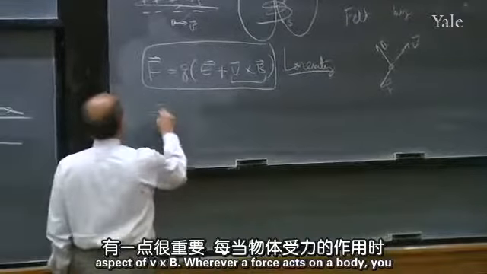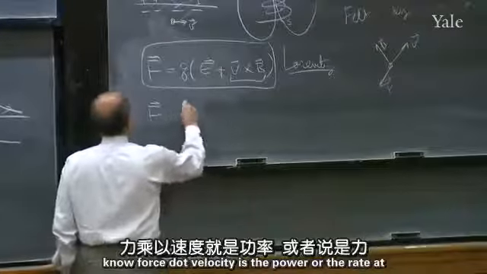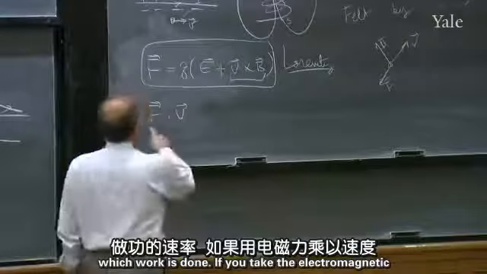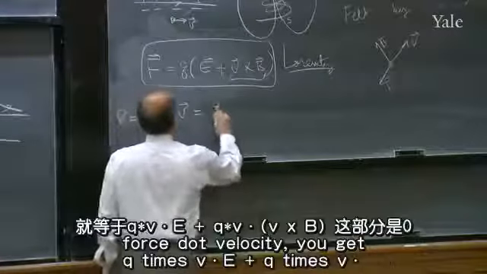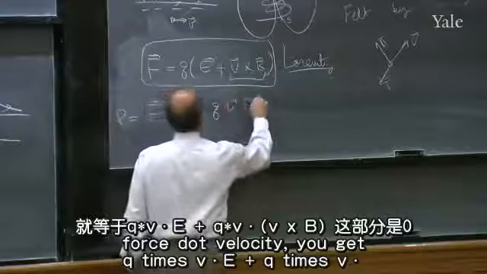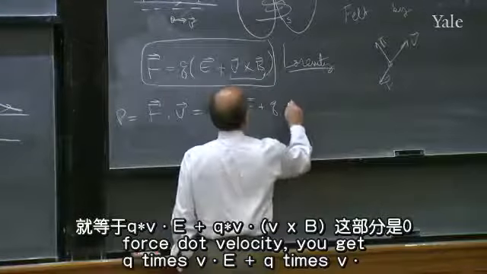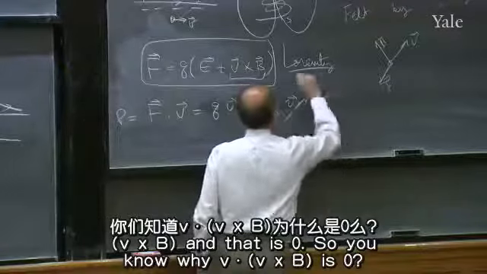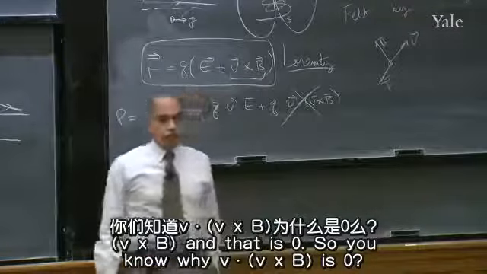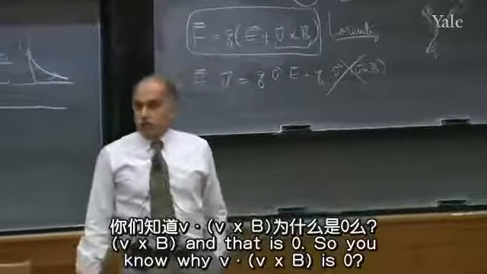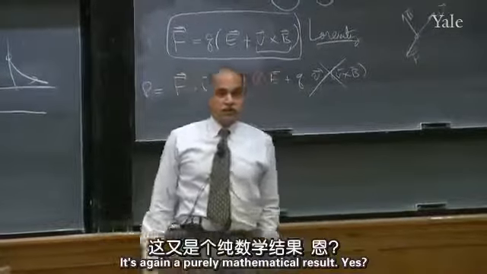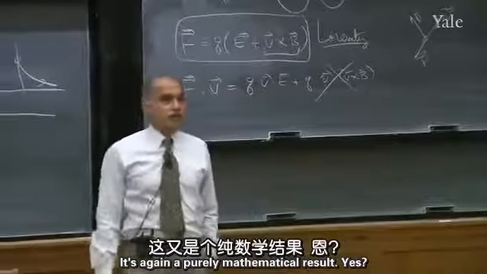Whenever a force acts on a body, force dot velocity is the power, or the rate at which work is done. If you take the electromagnetic force dot velocity, you get Q times V dot E plus Q times V dot V cross B. And that is 0. So you know why V dot V cross B is 0? It's again just a purely mathematical result. Yes?